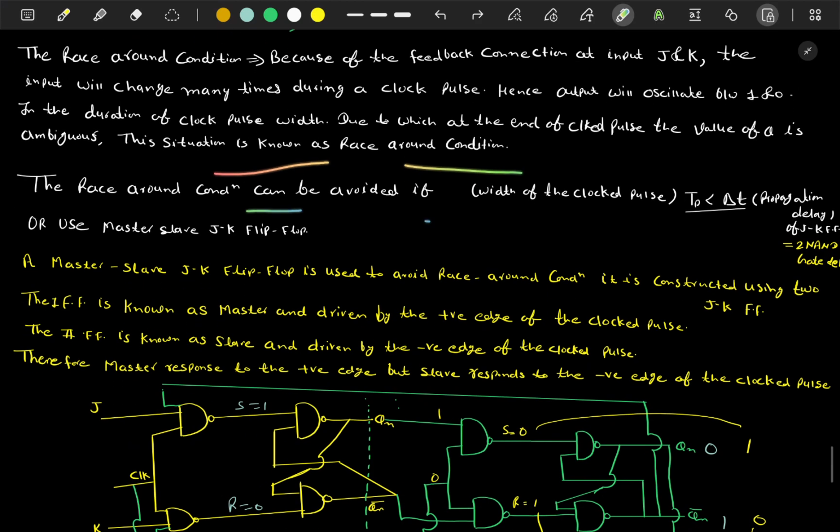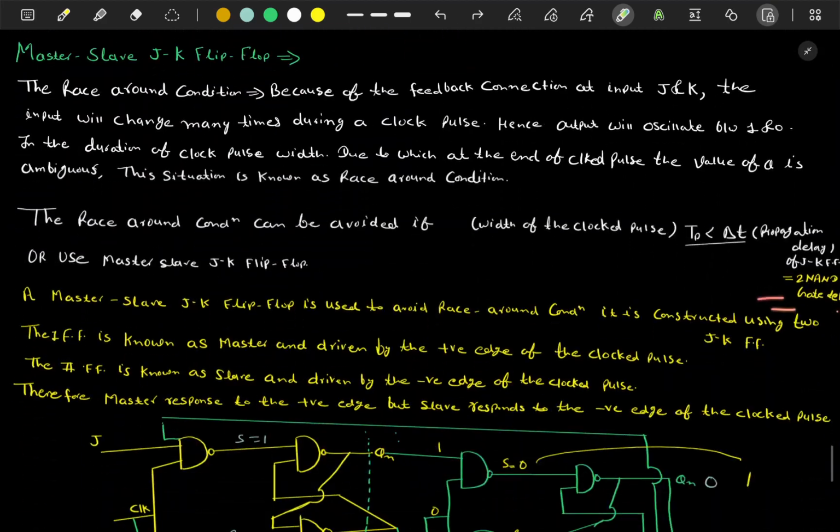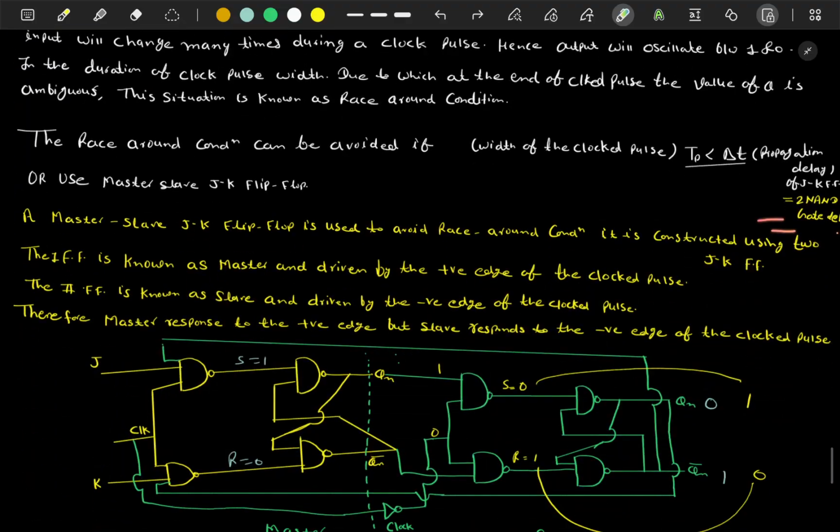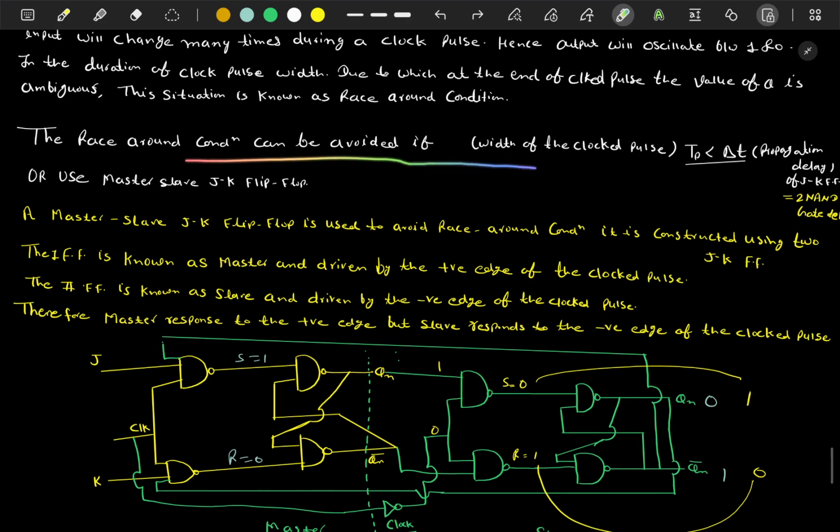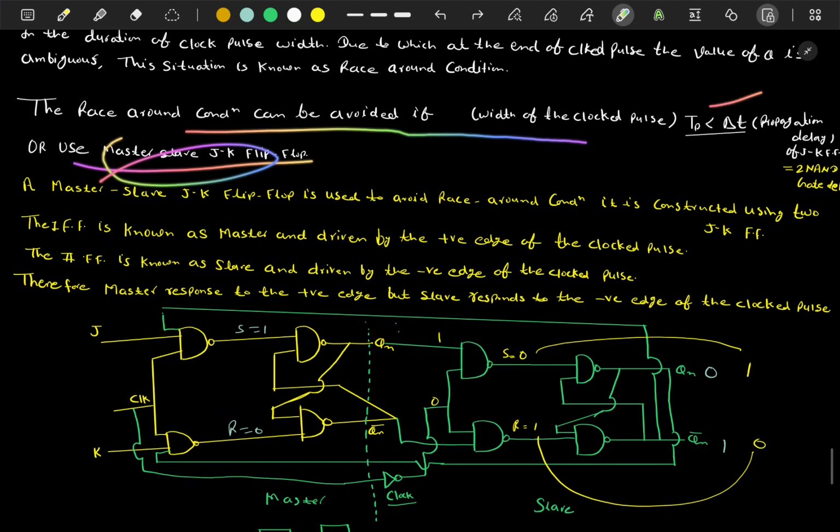The race around condition can be avoided if the width of the clock pulse, that is Tp, is less than the propagation delay of the J-K flip-flop. It will be equal to 2 NAND gates, because we were using 2 NAND gates. Or we can use a master-slave flip-flop, since the first approach is not feasible for us.